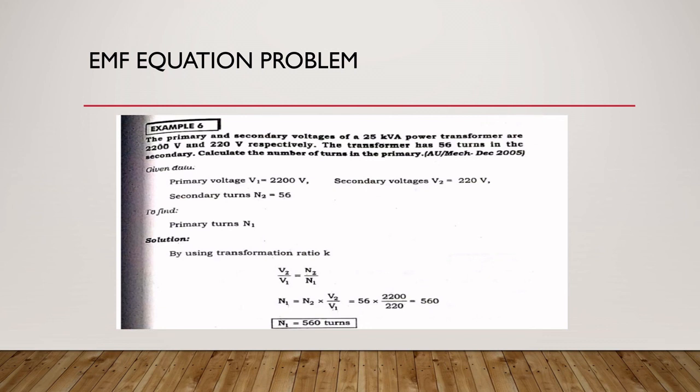Before that, we will find out the given data. The primary winding voltage V1 is 2200, that is given. Then the secondary voltage is 220. Then they gave the number of turns in the secondary winding, 56. We want to find N1. We know the relationship that V1 divided by V2 equals N1 divided by N2, directly proportional. If we substitute all the values, we will get N1.